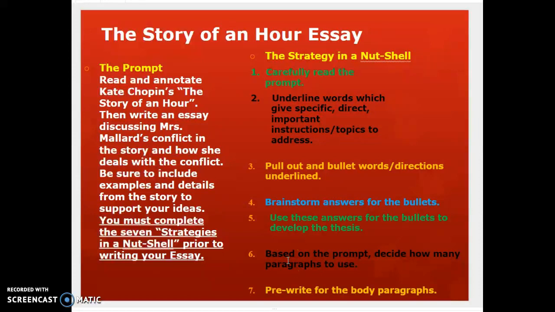Number 6, I've already briefly mentioned this. You do want to be sure that you decide how many paragraphs to use in your essay based on the prompt. In this case, it says essay, so you know that's usually going to be probably 4 or 5 paragraphs. And then the final step is to pre-write for the body paragraphs that will be in your essay.